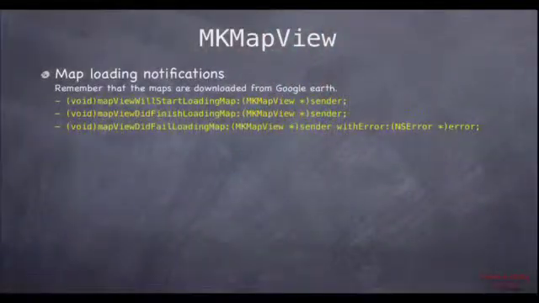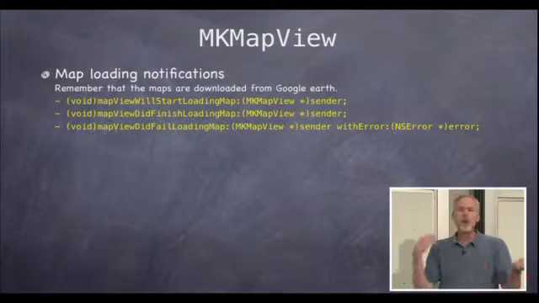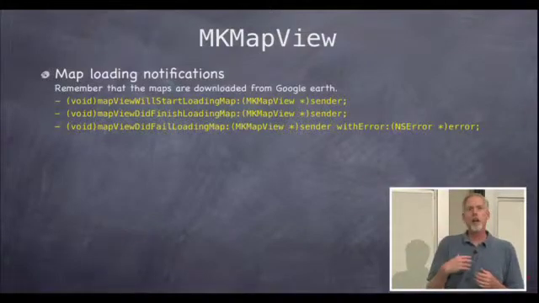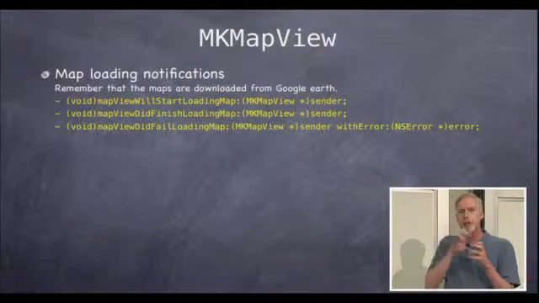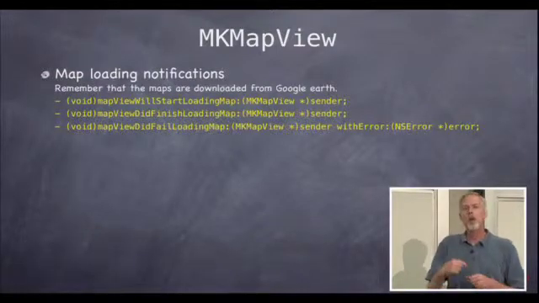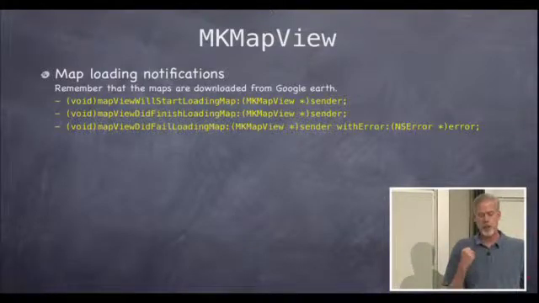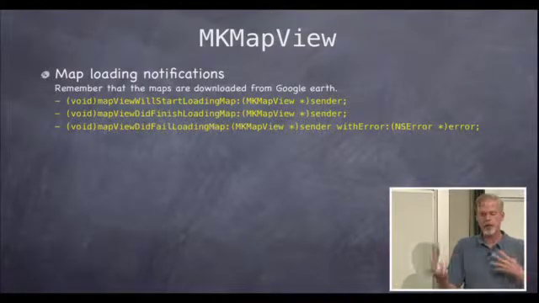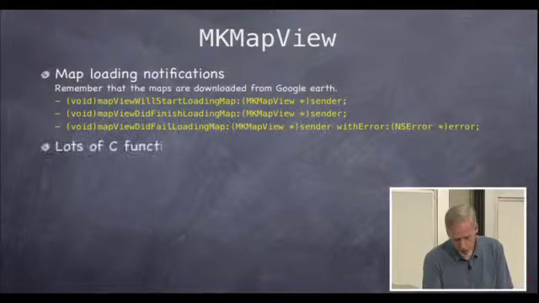You get notifications to your delegate when the map starts loading. Remember that it's the entire world's satellite imagery is not on your phone. Okay, so when you scroll around, it's downloading from Google Maps all the map information. Okay, so it kind of comes in tiles, and so this will tell you when it starts going back out to the network for more, and when it finishes. So you'll be constantly getting start and finish. Usually you don't care about this, but if you do, there you go.